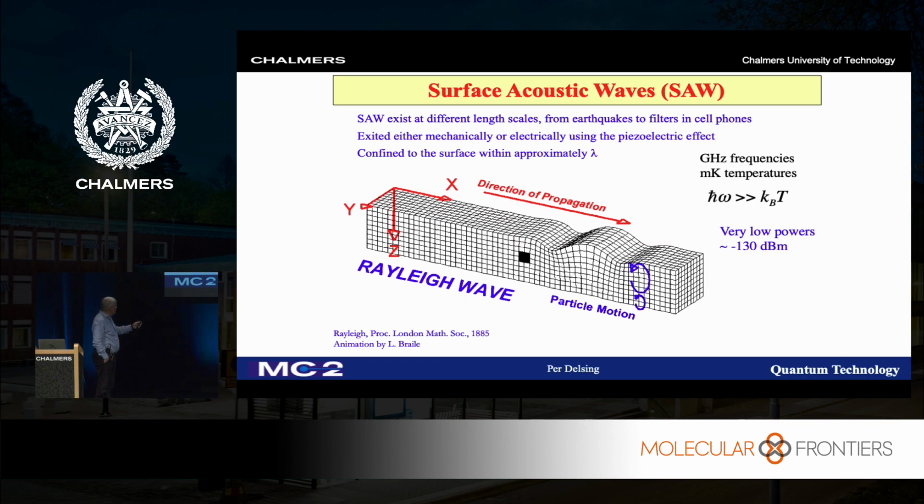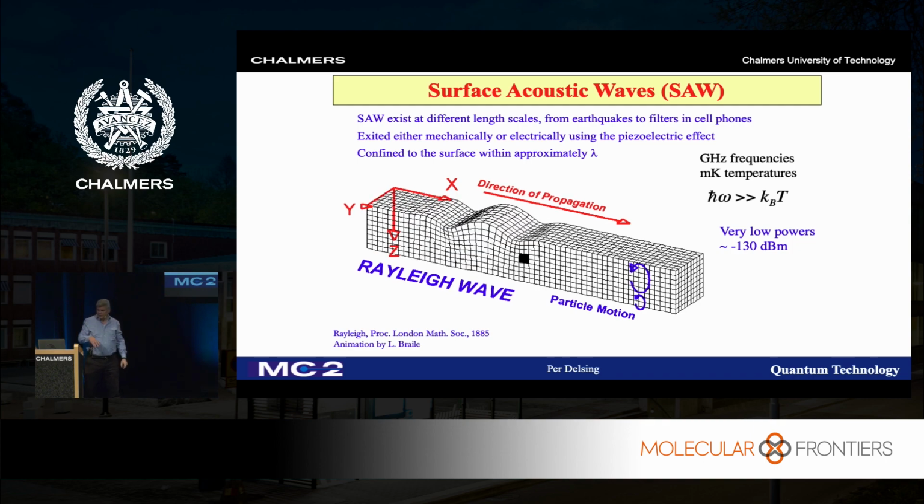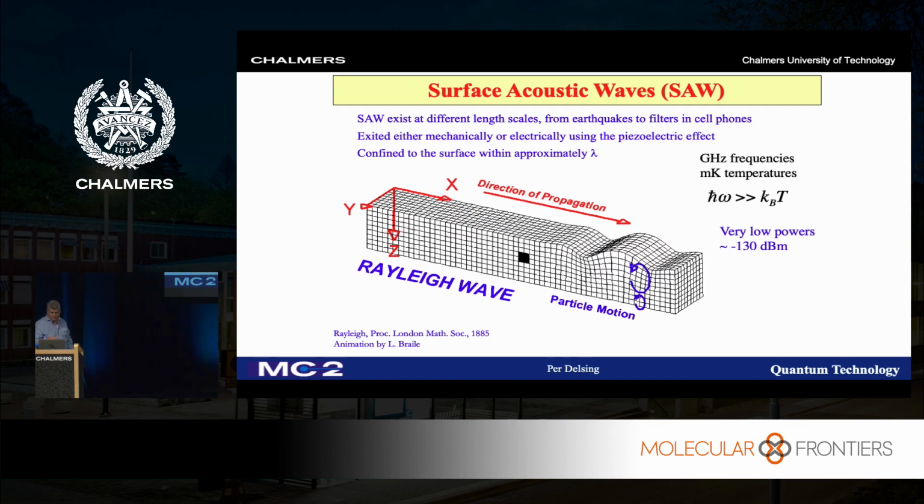So these are formally called Rayleigh waves, but you see that this is the lattice of a surface, and what you see here is that the atoms are displaced, and it goes like a wave. This is much like ripples on a pond, but it's on a solid surface instead of a water surface. So surface acoustic waves, you see, if you have an earthquake, that's a surface acoustic wave. That's why you can feel an earthquake far away from the epicenter.